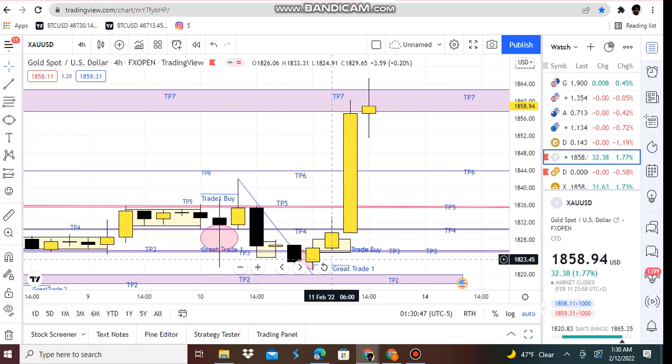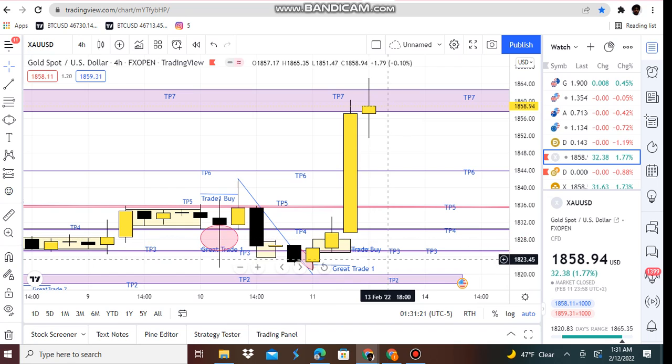Once price breaks this trend line, you can get in at great trade 1 and trade buy and ride this all the way up. As you see, a long yellow candlestick, this 4 hour candlestick, happened at 10 o'clock. And you could have rolled this from 1830, even at 1830, all the way up to 1865. Depending on your lot size, it could have easily been 20 grand, 30 grand, 10 grand. So wait for price to break this trend line. Wait for price to get down with this higher low, this downtrend, this retracement, and then you could have got in at great trade 1 and trade buy.